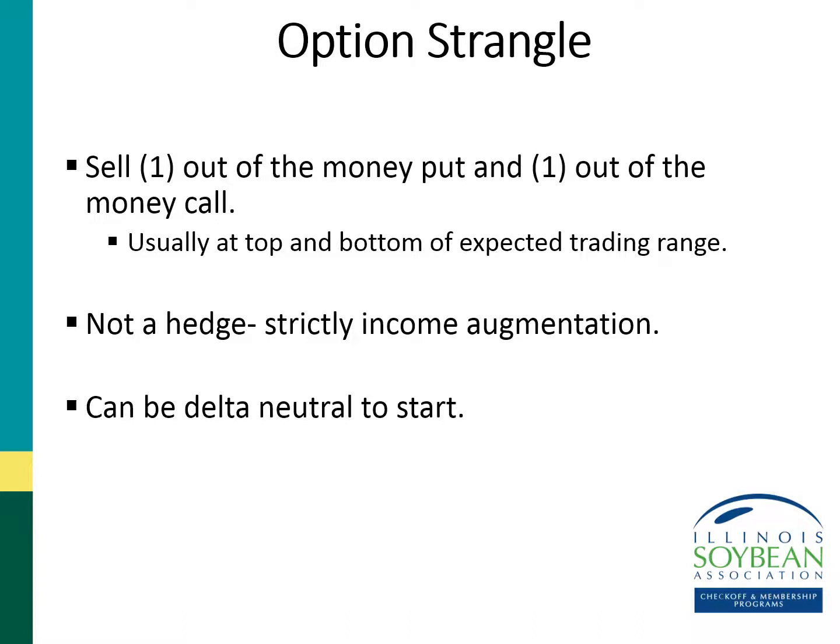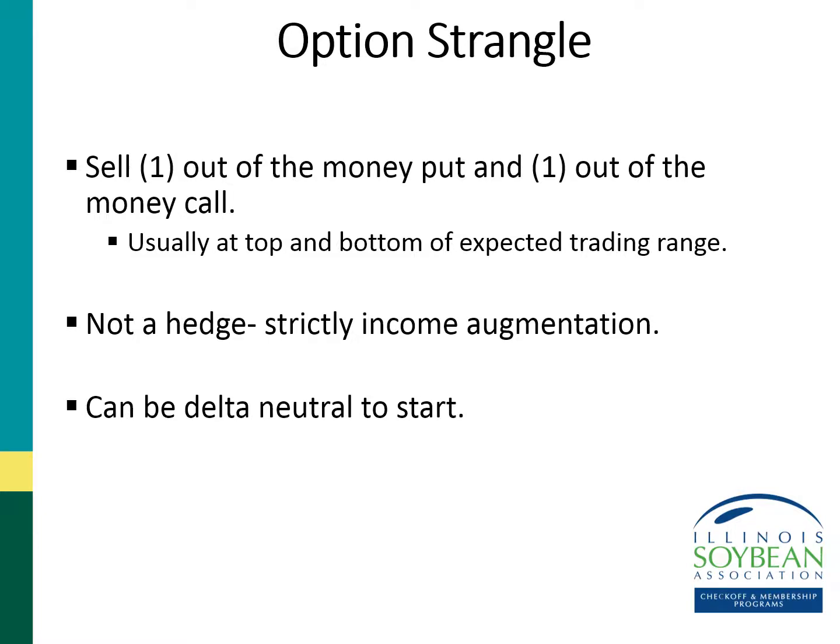Second strategy is an option strangle, and here again we're going to sell options. But in this case, rather than selling them at the money, we're going to sell both of them out of the money. We're going to sell one out of the money put, and we're going to sell one out of the money call. Ordinarily, we like to do this kind of at the top and bottom of an expected trading range. What you're really doing here is just saying, I'm not sure today, tomorrow, the next day, next week, whether we're going up or whether we're going down.